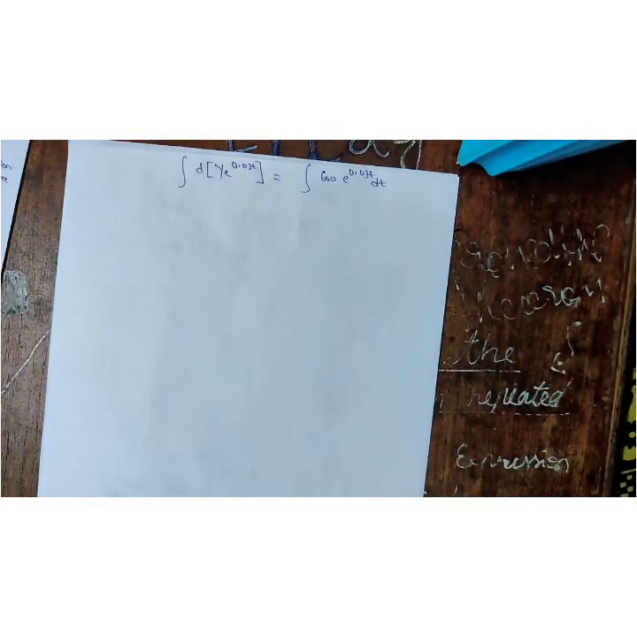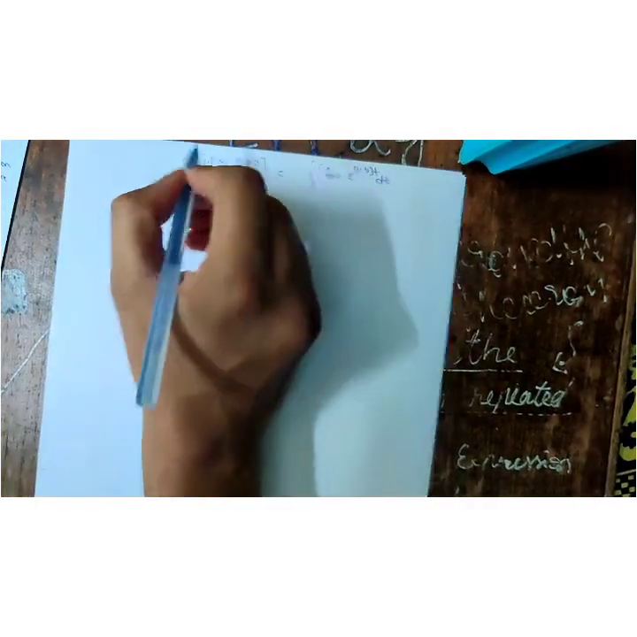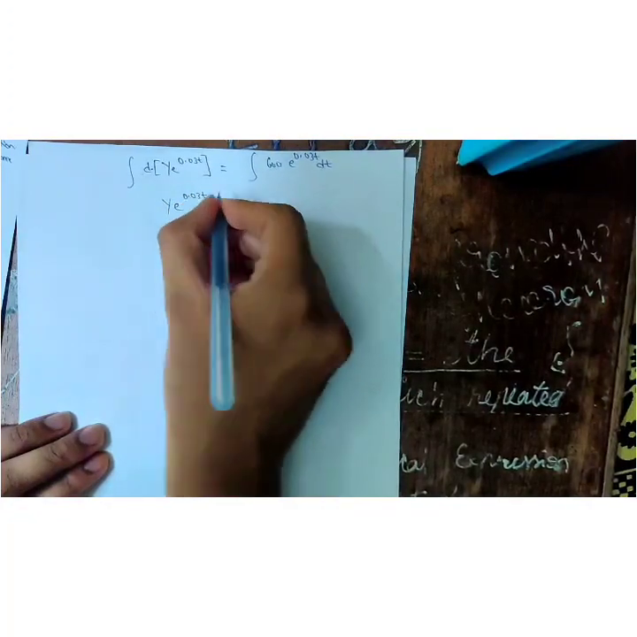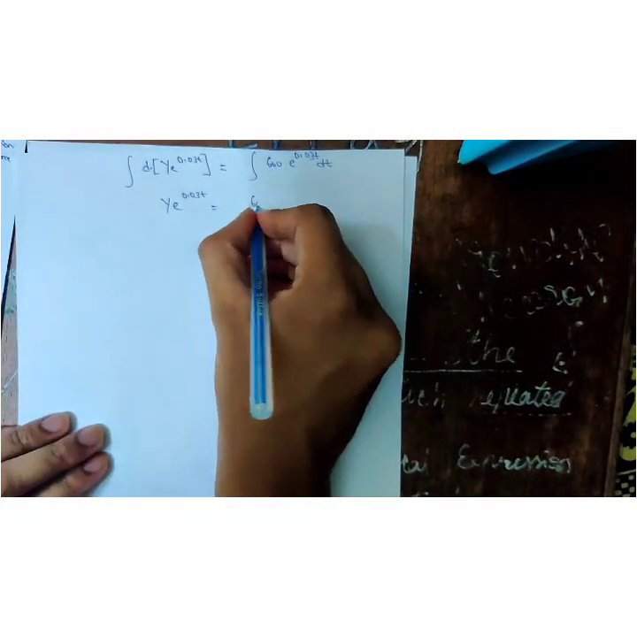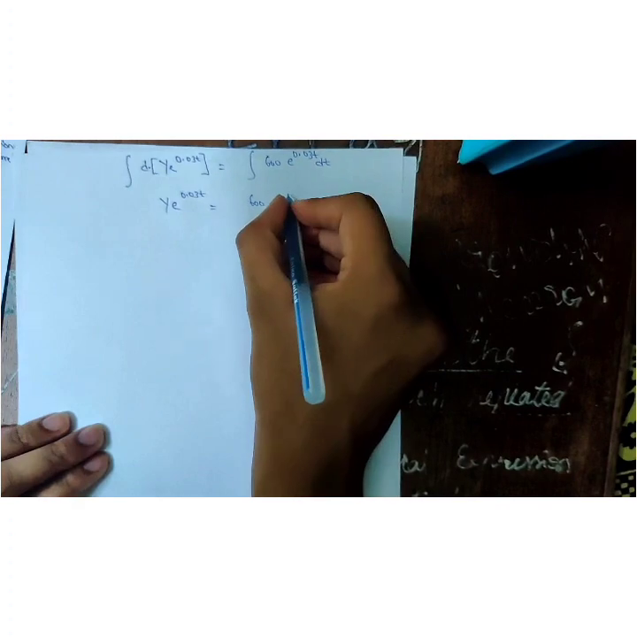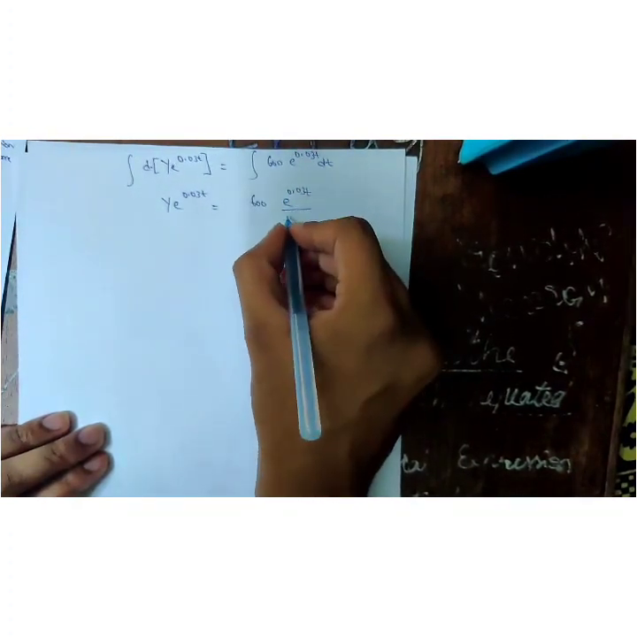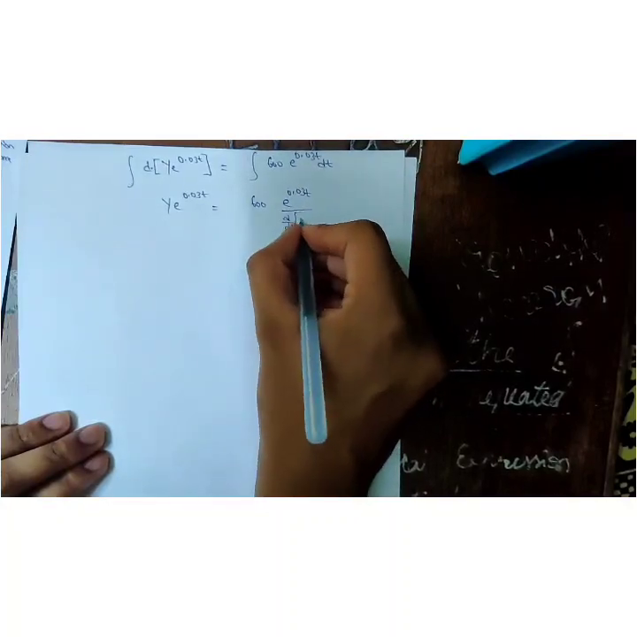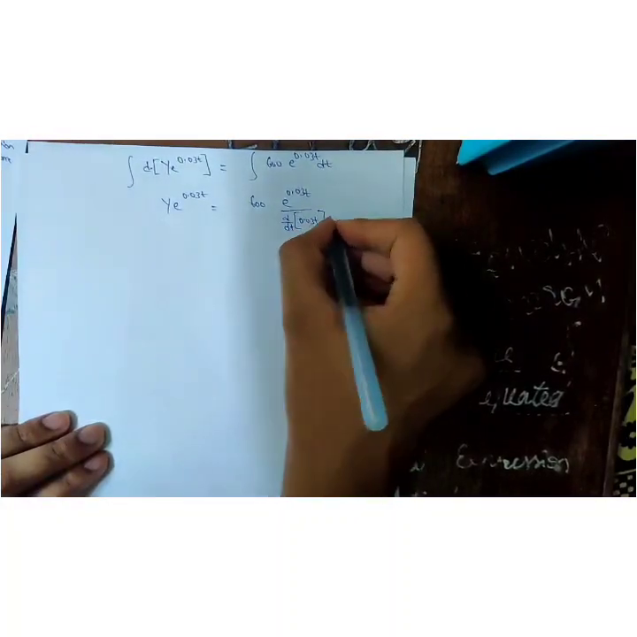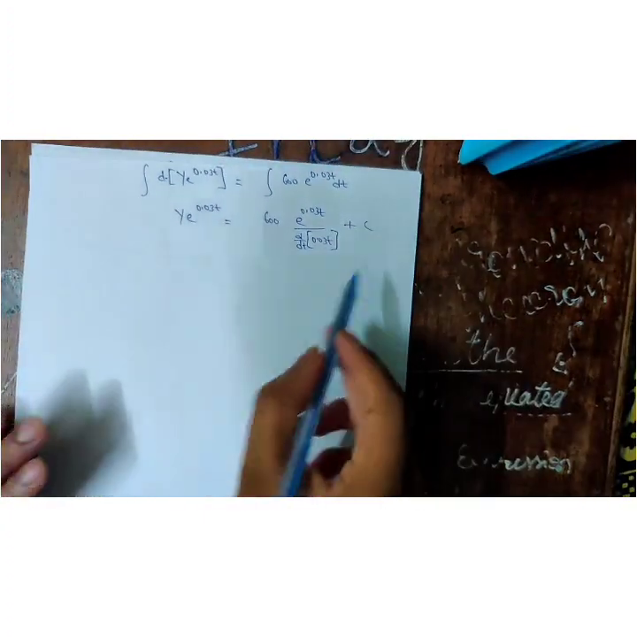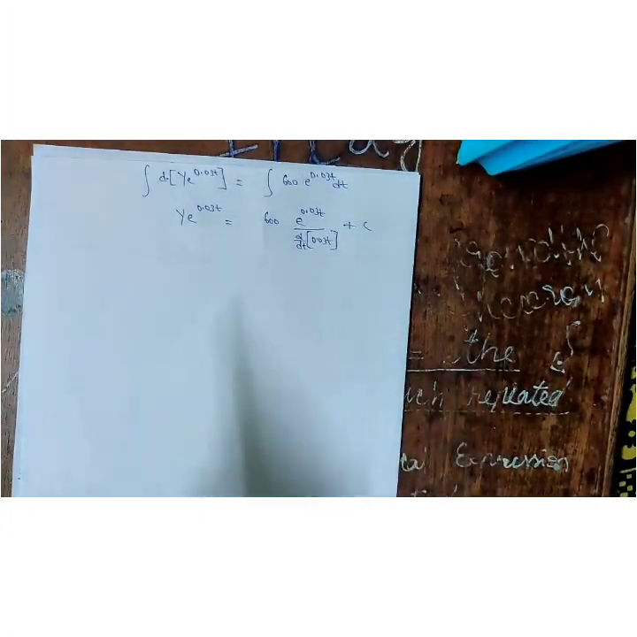Okay, integral and differential, simple, they get cancelled away. Y into e to the power of 0.03t is equal to 600, take out common, e to the power of 0.03t divided by d by dt of 0.03t, plus a constant c. Because we didn't use limits, we are putting a constant. Constant is very important.